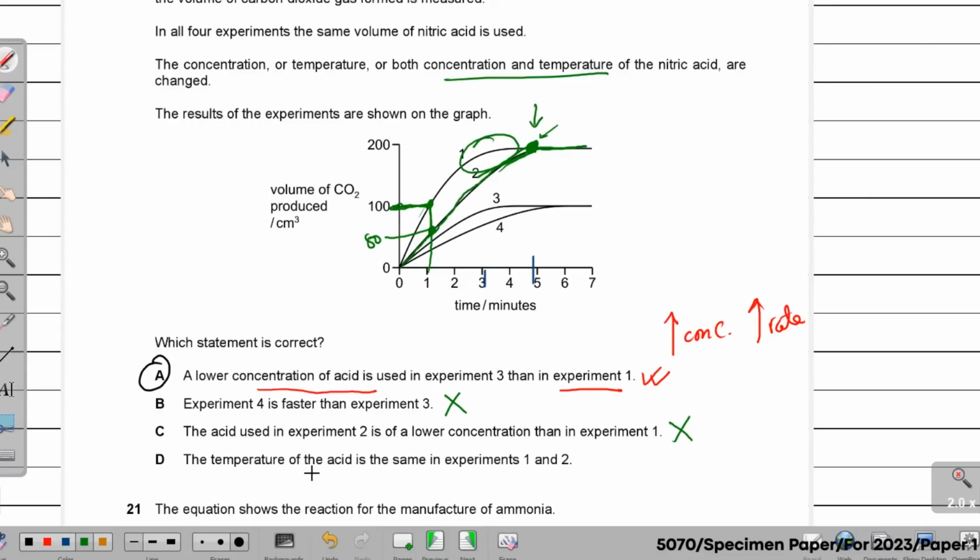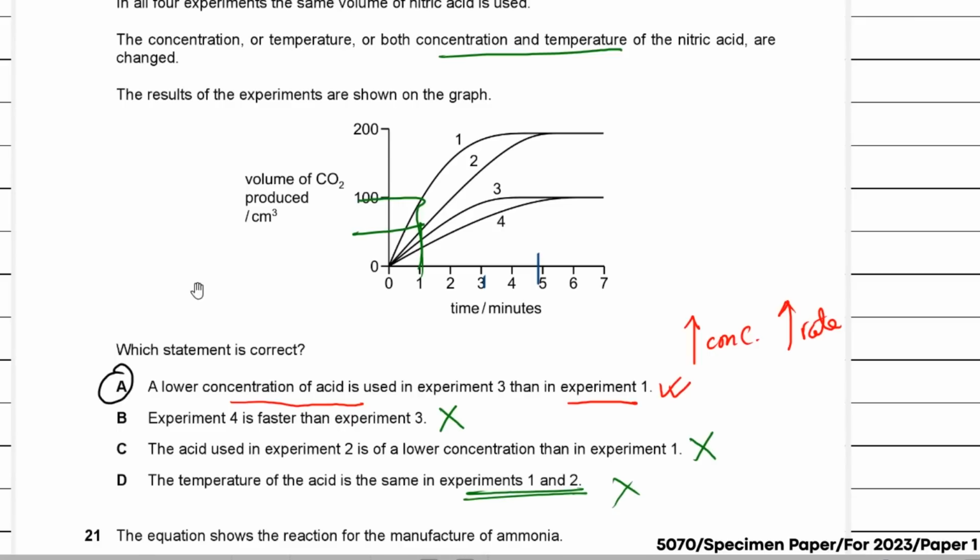So option D, the temperature of the acid is the same in both experiments 1 and 2. If the temperature of the acids were the same, then we would have obtained the same volumes of gas. That means definitely this is not the answer. So the answer is going to be A.